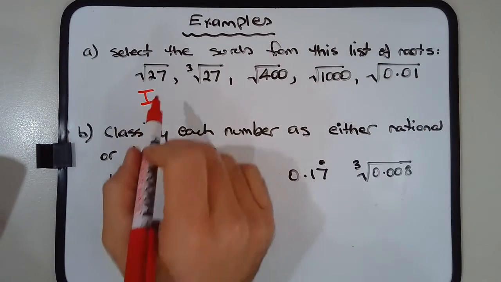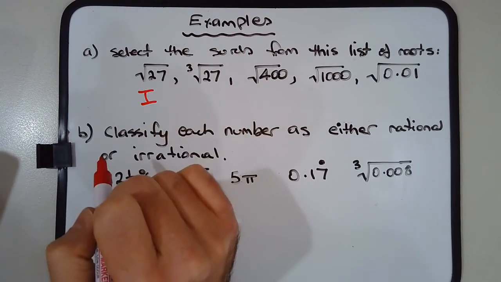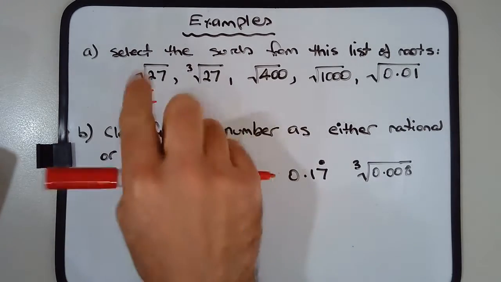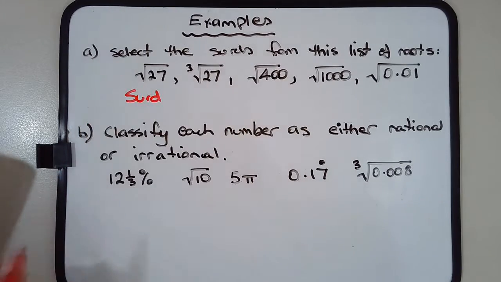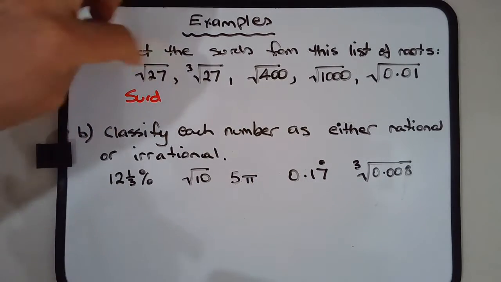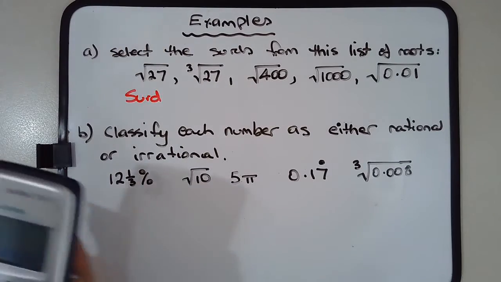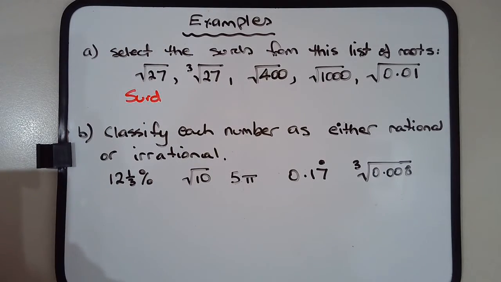Okay. This also means that this is a surd. So in fact, I might just write the word surd there. So this is definitely a surd. It's irrational. It's got the square root or the radical sign there. It's a root of a number. It's a surd. All right.